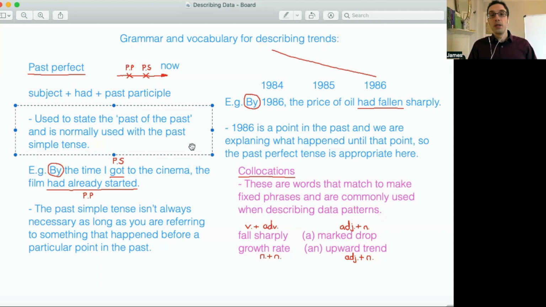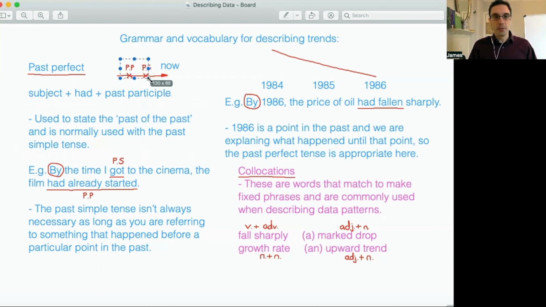But it is usually used with the past simple tense. So this is why up here I've written PP for the first action and PS for the second action. So past perfect and past simple. So in a sentence with 2 actions, the first action, the first thing that happens, should take the past perfect tense, okay? And the second thing that happens should take the past simple tense. So let's look at an example down here.